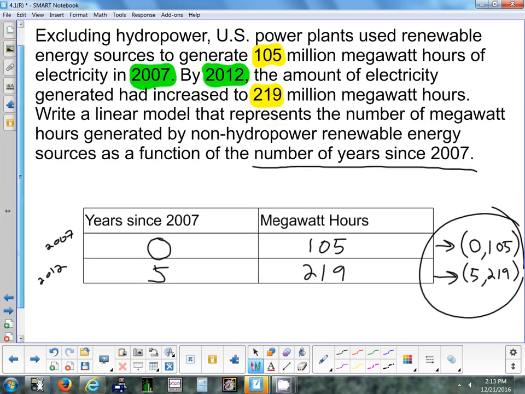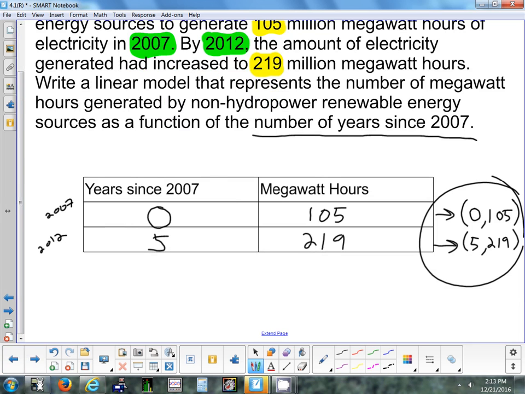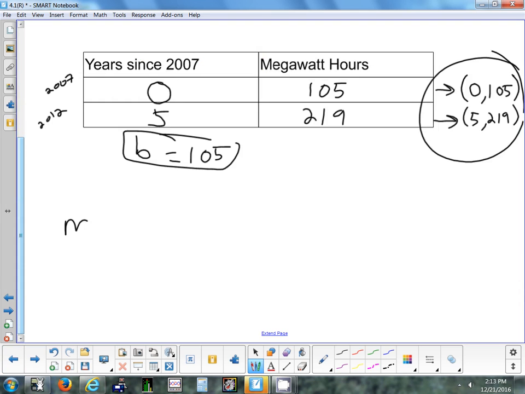All right? So who can tell me, what do these coordinates tell me? Something is basically given to me in one of these coordinates. Which number, how do you find the y-intercept? It's always the number next to the 0. So what's my y-intercept? 105. And what letter is it? It's going to be B. All right, so I'll come back to that, but I still need something else. I need M.